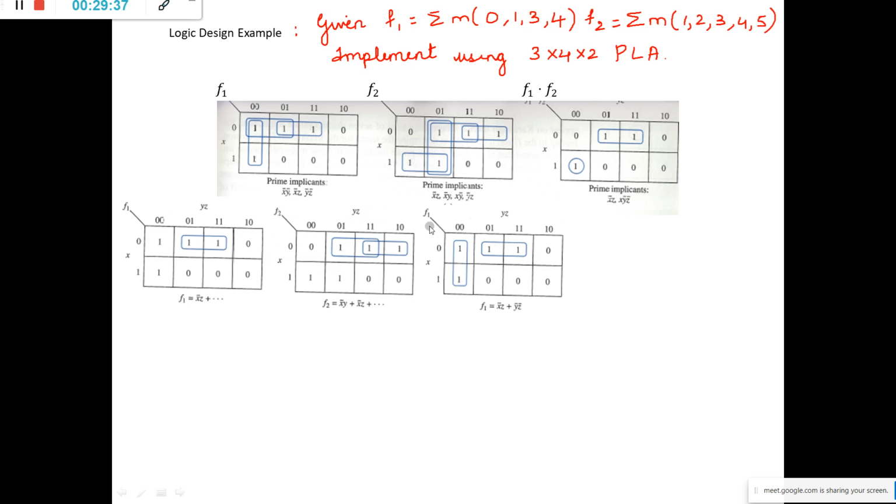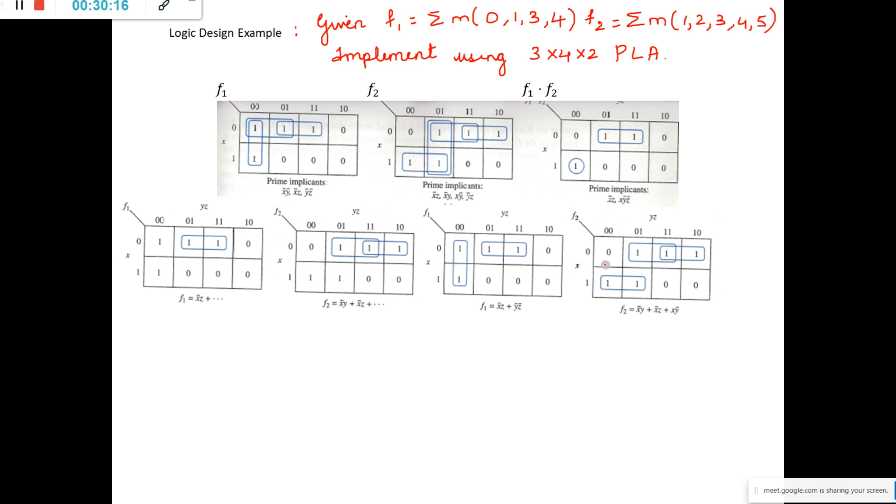Like this also we can take for F1. F1 can be written like this, the minimal sum. So 0, 1, 3, 4, minimal sum of F1. Next for F2, F2 minimal sum 1, 2, 3, we get this, isn't it? Yes. So this is F1 minimal sum. This is F2 minimal sum. So here what do we get as the product term here?